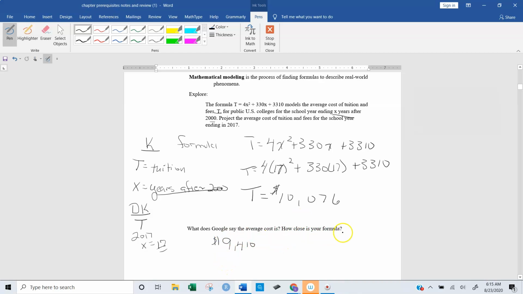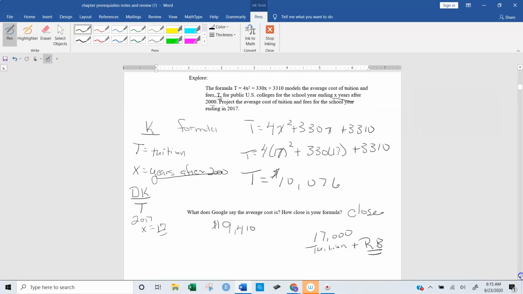So that means my formula is fairly close. If you actually got the 17,001 or something higher, that was tuition plus room and board. Remember, room and board is where you live, and this is only a tuition problem. It does not include room and board. So be careful on what they're asking. Okay, next step.